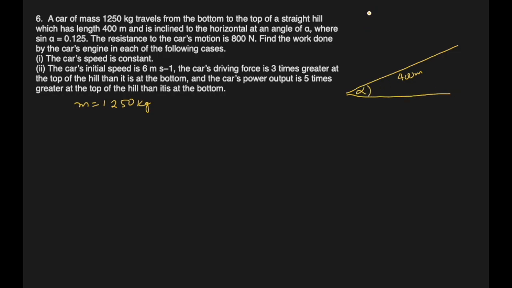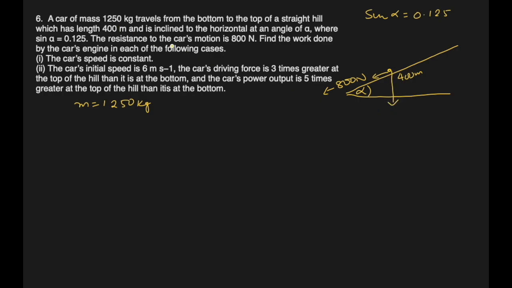So sine alpha is equal to 0.125. That's what they've given, right? The resistance to the car's motion is 800 newtons. The car is going up, so the motion's resistance in this direction is 800 newtons. There is one more resistance here, which will be the component of its weight.